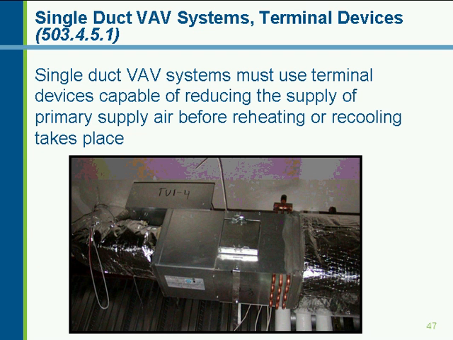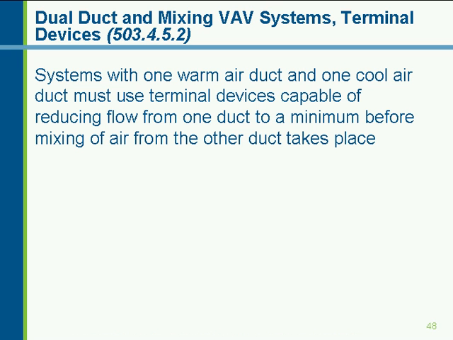If you've got a single duct VAV system, you're required to have terminal devices capable of reducing the supply of primary air before reheating and recooling takes place, and that's a typical VAV terminal unit shown below. Dual duct systems must also have terminal units that reduce the flow from one duct to a minimum before it's mixed with the other duct.